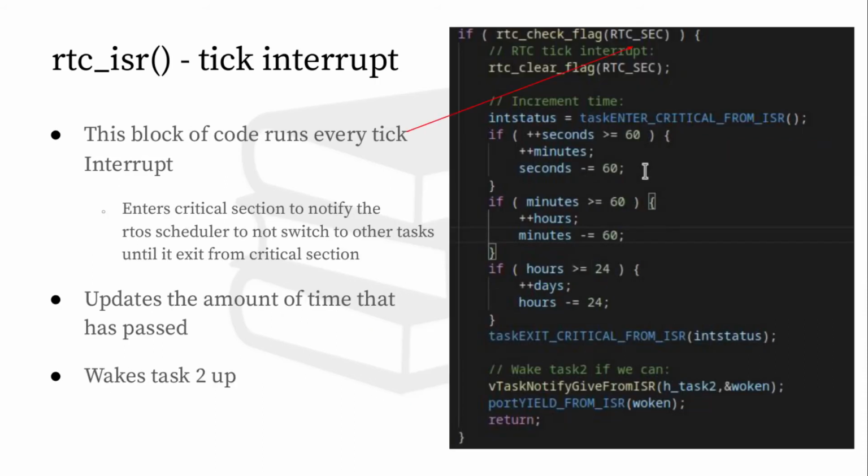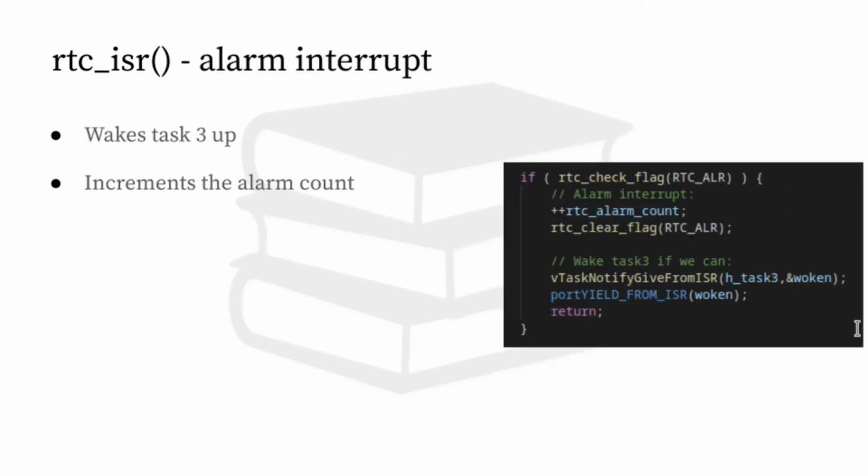If it is a tick interrupt, this block of code will run instead. Notice that it enters a critical section, meaning that the RTOS scheduler will not switch to other tasks while updating the timer variables, otherwise it will mess the timings up. It also wakes task 2 up. Finally, if we look at the alarm interrupt, it basically just wakes up task 3 using task notifications and increments the alarm count.